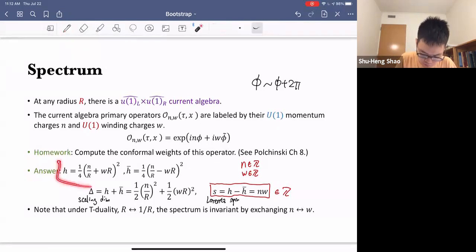From this formula of the conformal weight, you can also see that as you perform the T-duality, you take R to 1 over R, the spectrum of local primary operators remains invariant if you exchange your momentum and the winding charge. That confirms the previous statement that the T-duality exchanges momentum with winding.